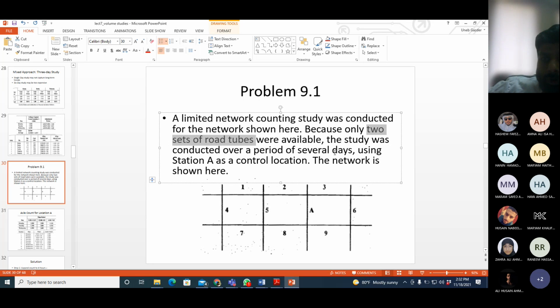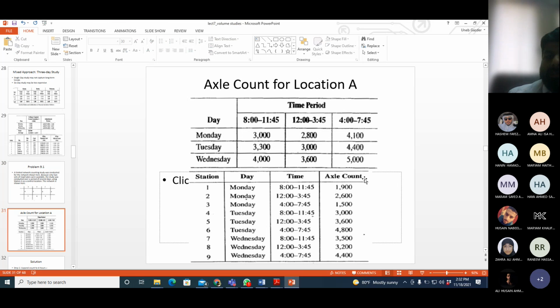What we have discussed about road tubes, you should know that road tubes count number of axles. So whatever numbers you get in the end, you have to convert it to number of vehicles. The numbers which I'm going to present to you in the next slide are all number of axles. All these numbers are number of axles, not number of vehicles. We have done it in lecture 4 slides, how to convert number of axles to number of vehicles. But I will refresh your minds and review that as well.